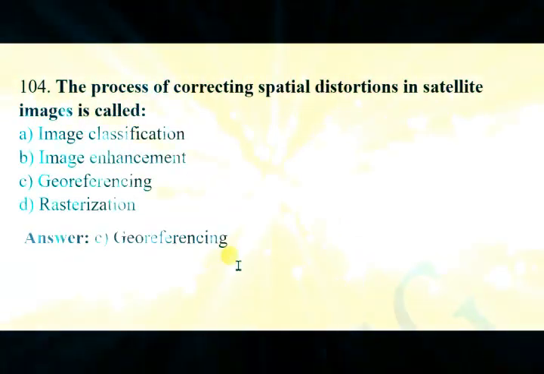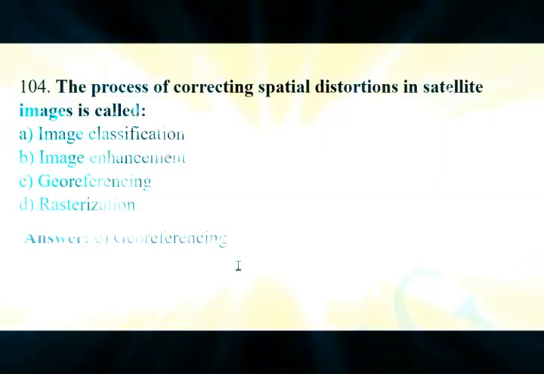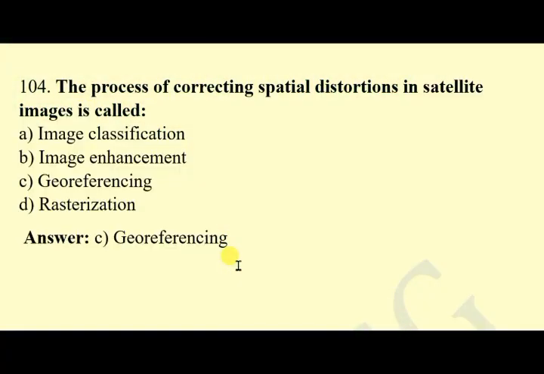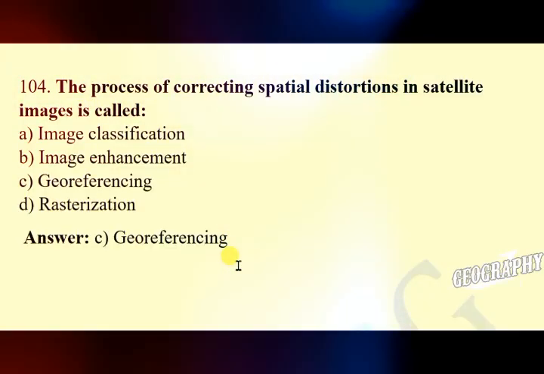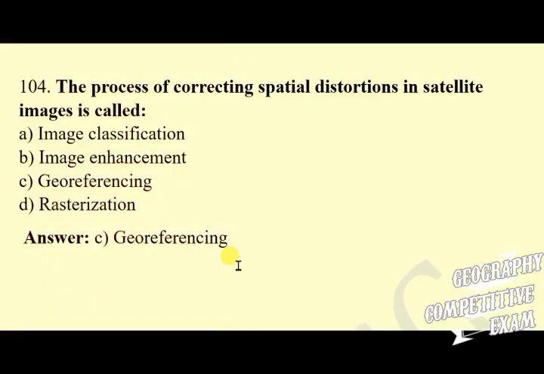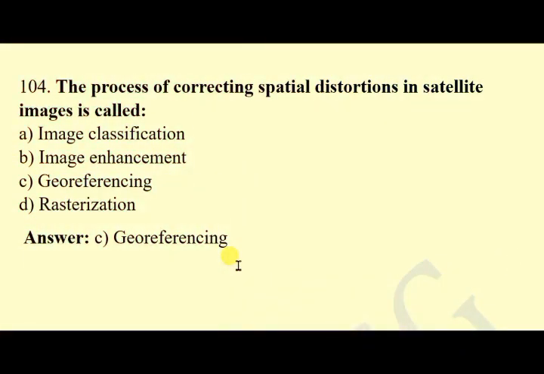Question 104. The process of correcting spatial distortions in satellite images is called image classification, image enhancement, georeferencing, rasterization. Here the right answer will be georeferencing.